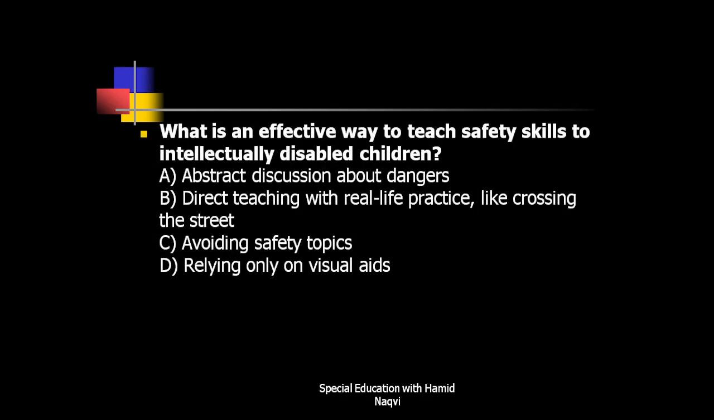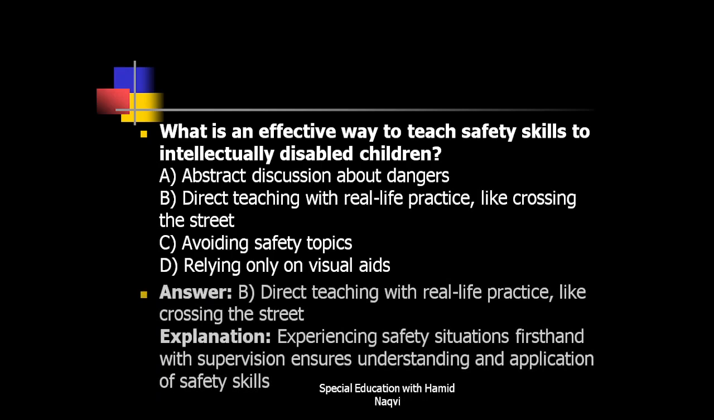Next is what is the effective way to teach safety skills to intellectually disabled children? Abstract discussion about dangers, direct teaching with real life practice like crossing the street, avoiding safety topics, relying only on visual aids. The answer is B, that is direct teaching with real life practice like crossing the street. The reason is experiencing safety situations firsthand with supervision ensures understanding and application of safety skills.